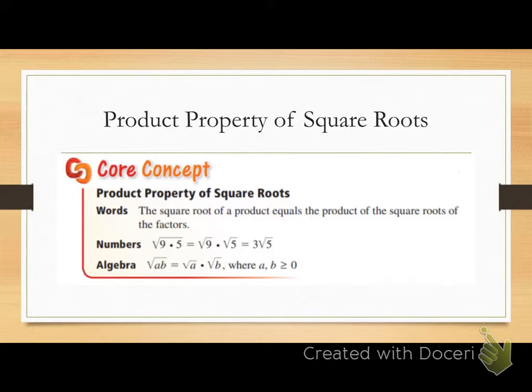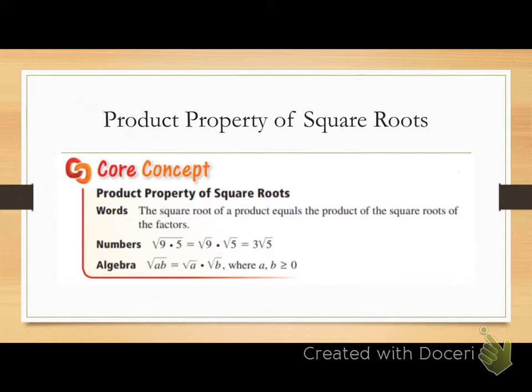I can also do the reverse of this. If I've got the square root of 9 times the square root of 5, I can put them under the same radical and multiply. So it goes frontwards and backwards. Everyone got that? But for today, we're just going to go this way. What's the square root of 9? 3. Can I take the square root of 5 and get a nice whole number?